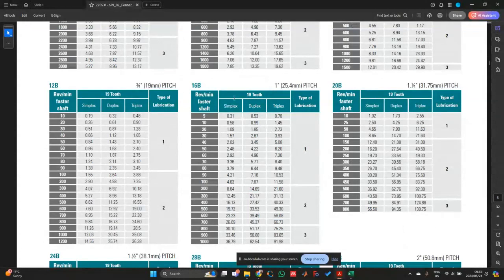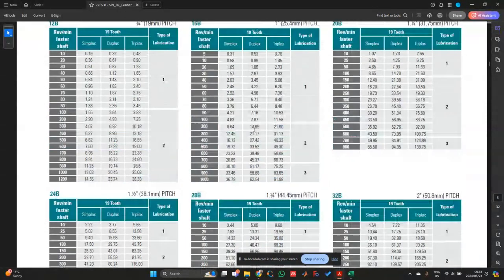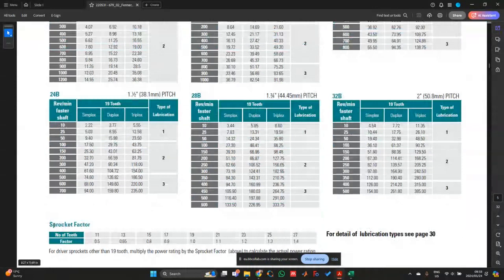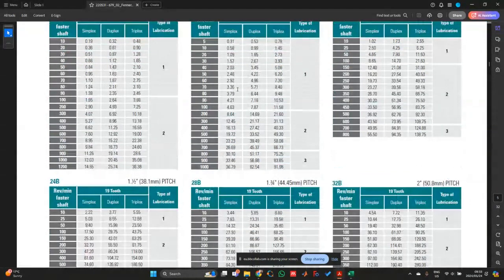Okay, so then we also just said a few things to notice is that from this table as well, we're working with 19 teeth. So if we don't have 19 teeth over here, then we need to use some multiplication factor or sprocket factor, multiply our power rating by that, and then we need to compare it to our design power that we have, see if it's larger or not.